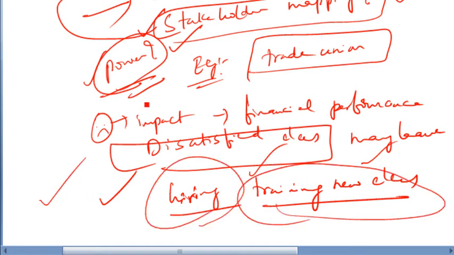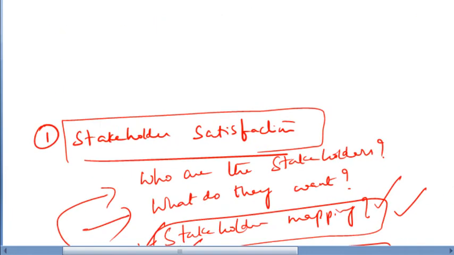So let's try to understand, because ultimately the objective of the first perspective is stakeholder satisfaction. Let's get into that. Let's understand who the majority of the stakeholders of an organization are and what they might typically want. That's what we are trying to understand. We are still in the first part here.